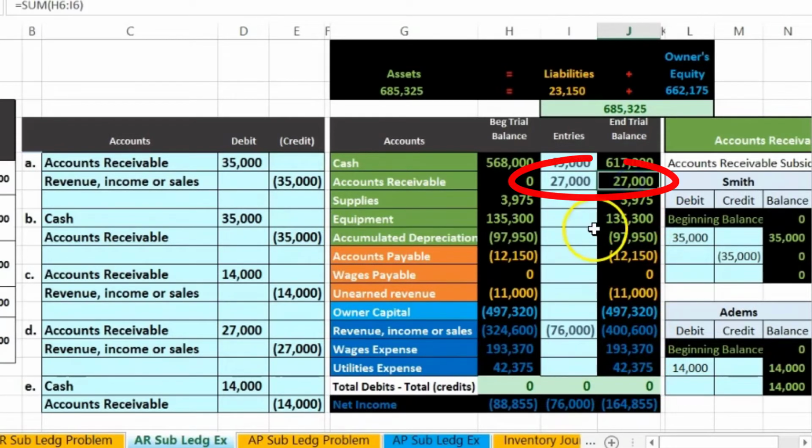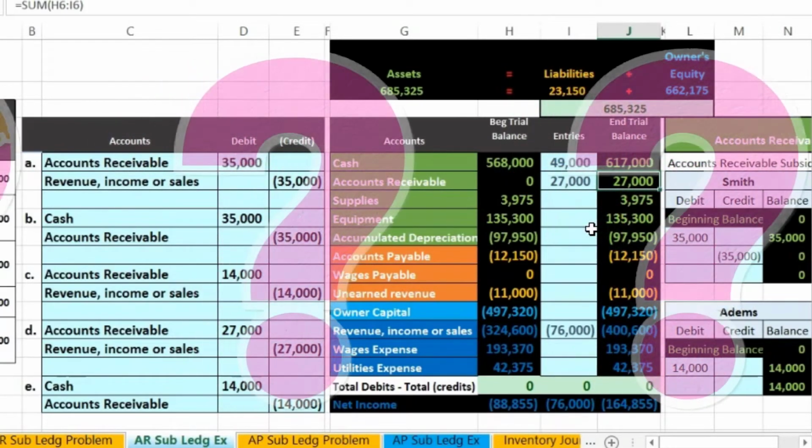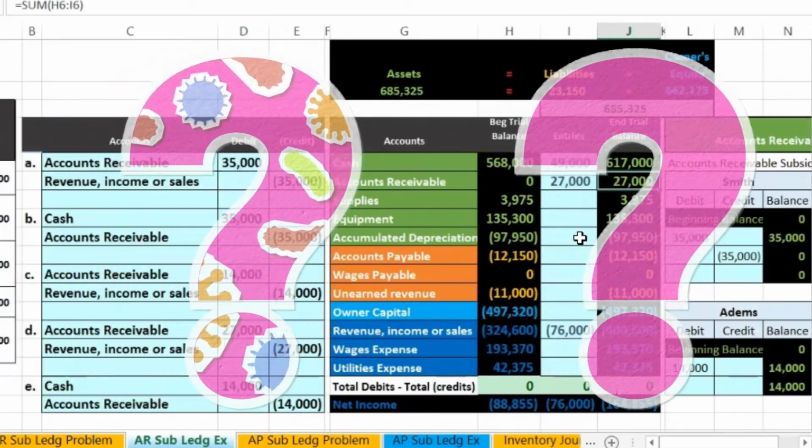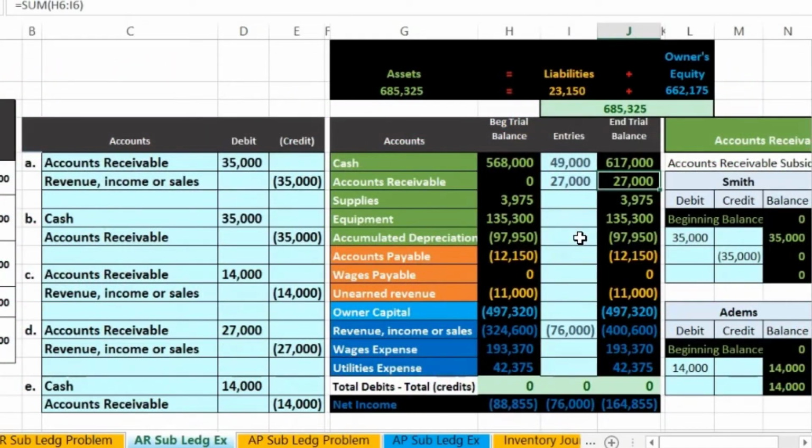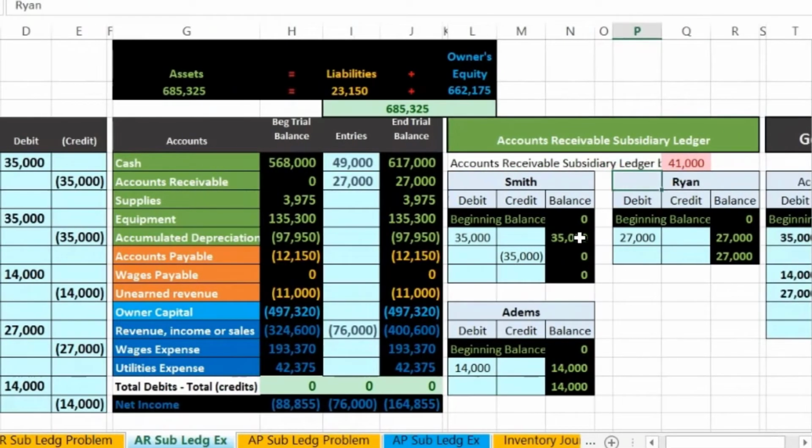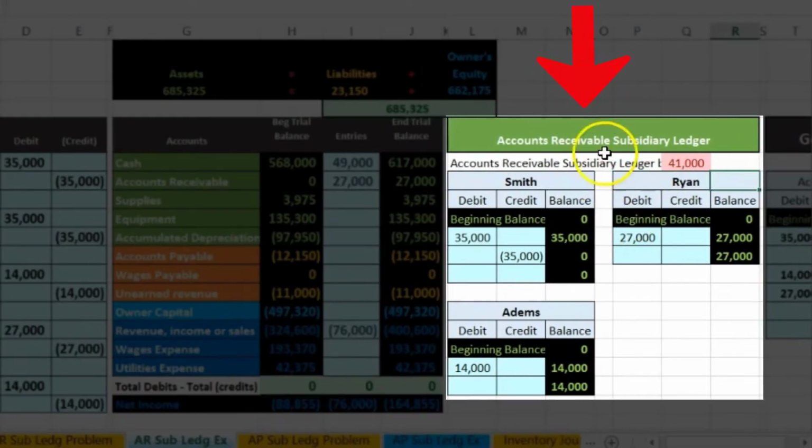So now we can see the receivable. If someone asks us, if our boss asks us, if we're the owner and we're asking who owes us money or how much do people owe us? People owe us 27,000. Well, who owes us 27,000? And of course, we're going to have to look at the subsidiary ledger for that.